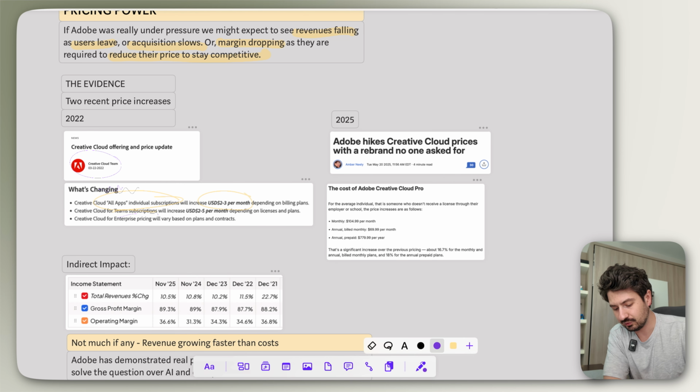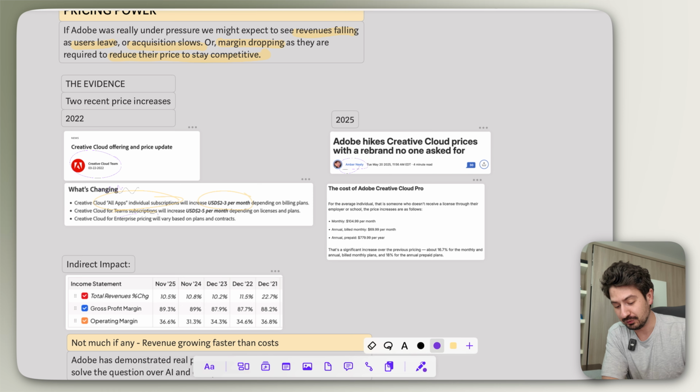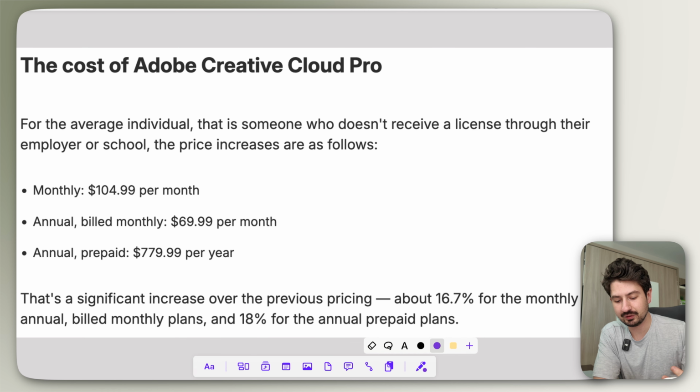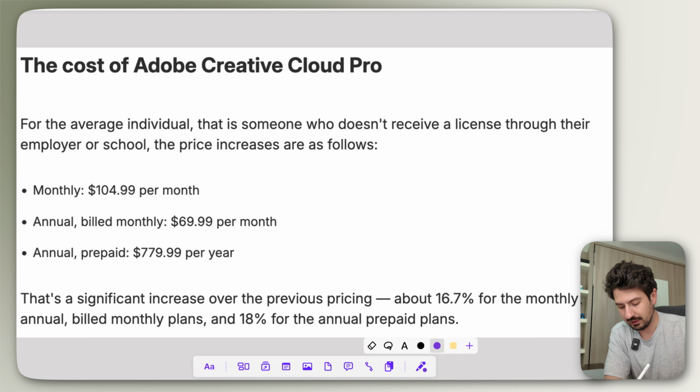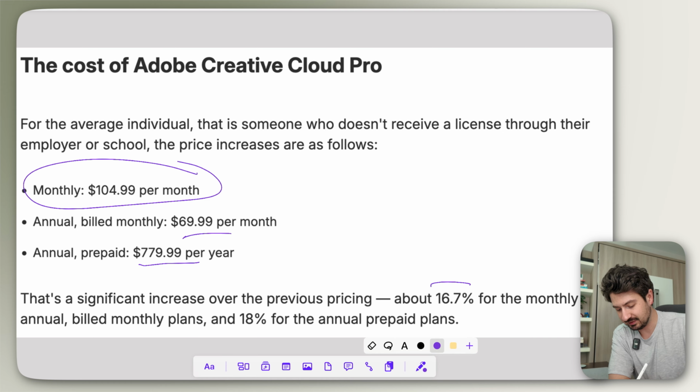And then again in 2025, they increased prices again. We can see here that this person was not very happy about it, and probably quite a few users felt the same way. This was again related to Creative Cloud, where the monthly price was increased to $100 per month. If you're on the annual plan, it was to $70, and then the annual prepaid was like $800 a year or whatever. Apparently, according to this article, it was a 17% increase for the monthly subscription and then 18% for the annual prepaid plans.